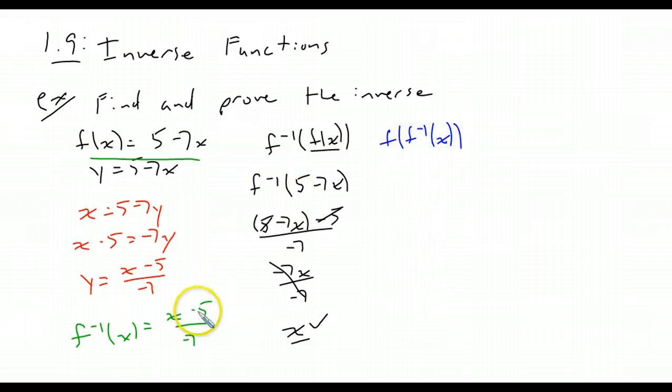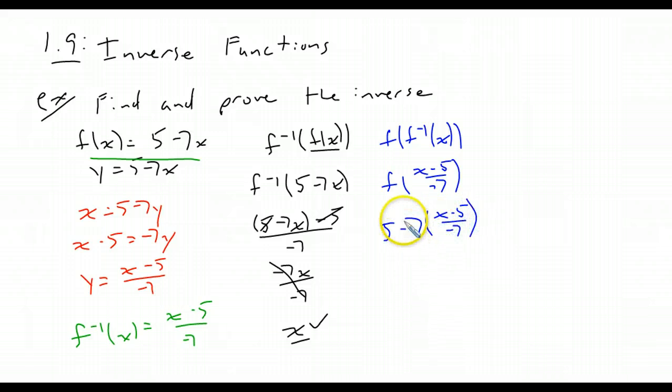Okay, f inverse of x is x minus 5 over negative 7, so f of x minus 5 over negative 7. Then I'm going to go to f, plug in x minus 5 over negative 7 where I see x. So 5 minus 7 times x minus 5 over negative 7. And then I have negative 7 times 1 over negative 7 is 1, so I have 5 plus x minus 5. 5 minus 5 is 0, so once again I'm left with x, so that checks out.